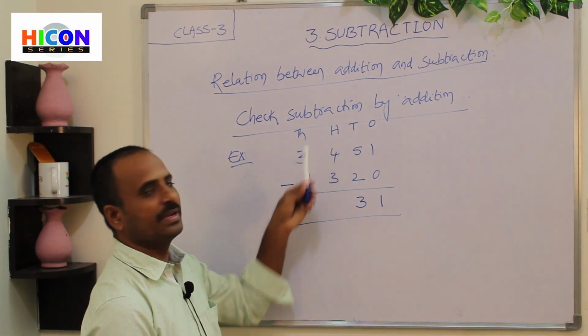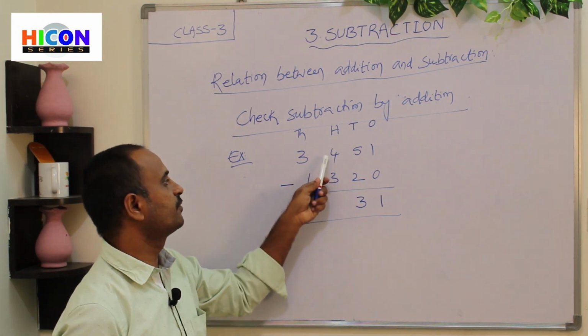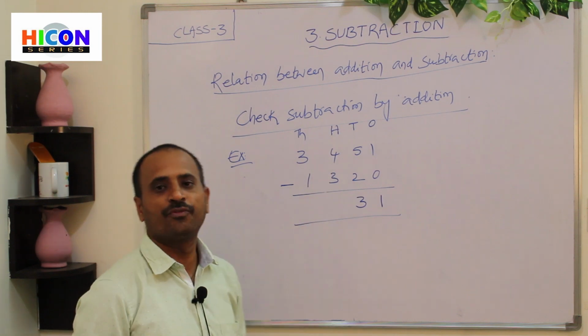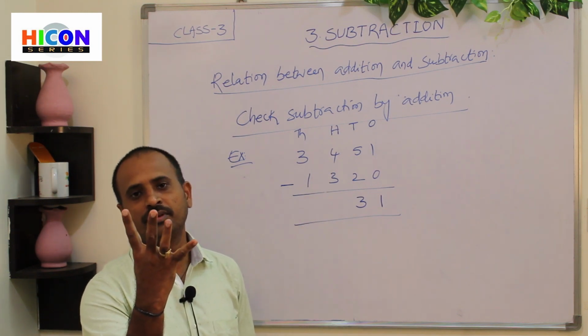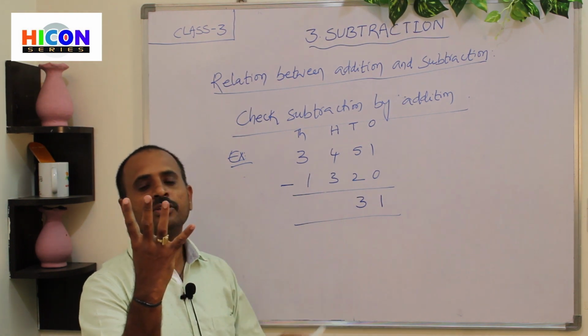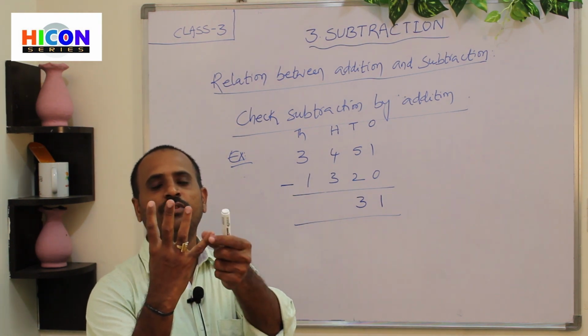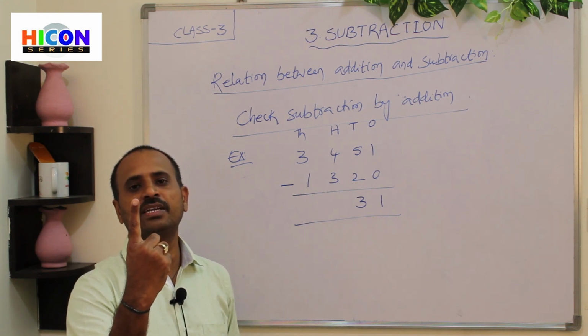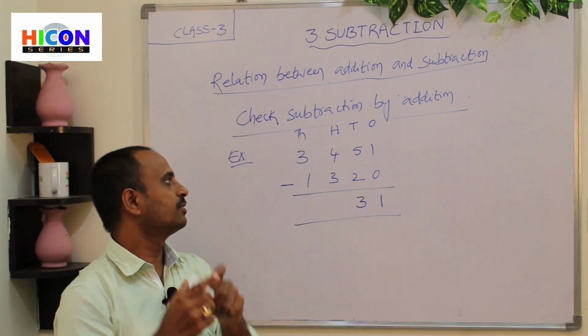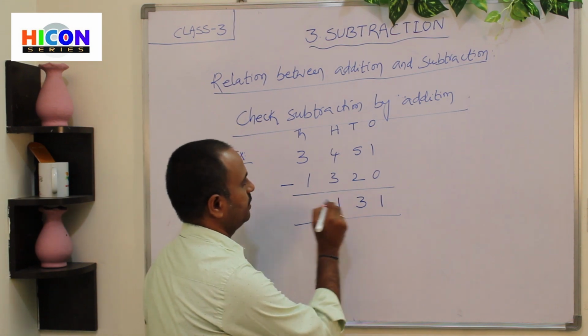Next go to the hundreds place. What are the digits under the hundreds place? 4 and 3. What is the first number? 4. Open 4 fingers of your hand: 1, 2, 3, 4. Next, what is the second number? 3. So close 3 fingers among these 4 fingers: 1, 2, 3. I have closed 3 fingers. How many fingers are there? There is 1 finger. So write 1 under the hundreds place.